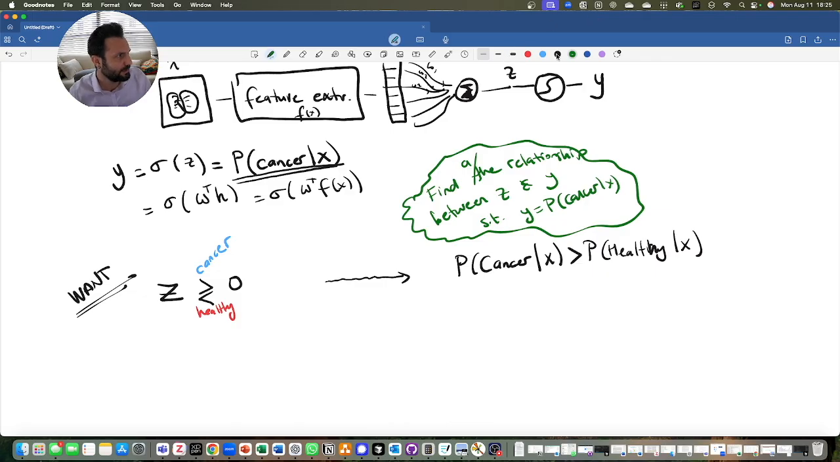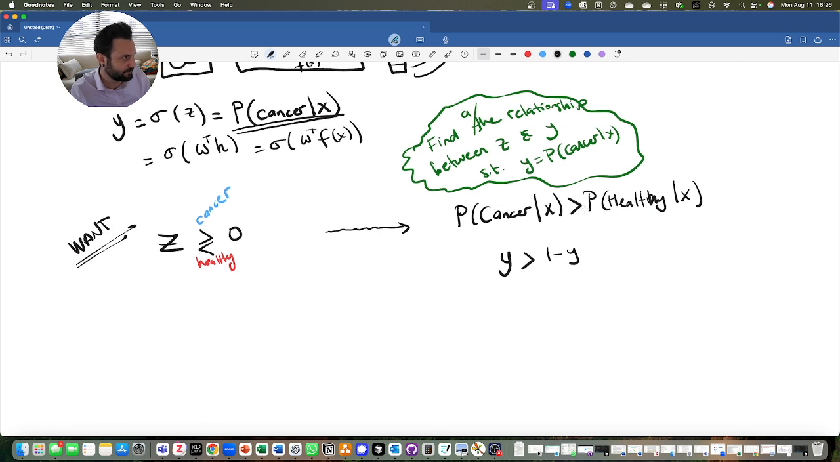All right, let's go ahead and go through this part. So if the probability of cancer given X is greater than the probability of healthy given X, I can write it in terms of Y. So this is Y, so this is greater than 1 minus Y. So I'm going to try to find a relationship between these two, and vice versa. So if this is greater than 0, I call it cancer. If this is greater than this, I can call it healthy.